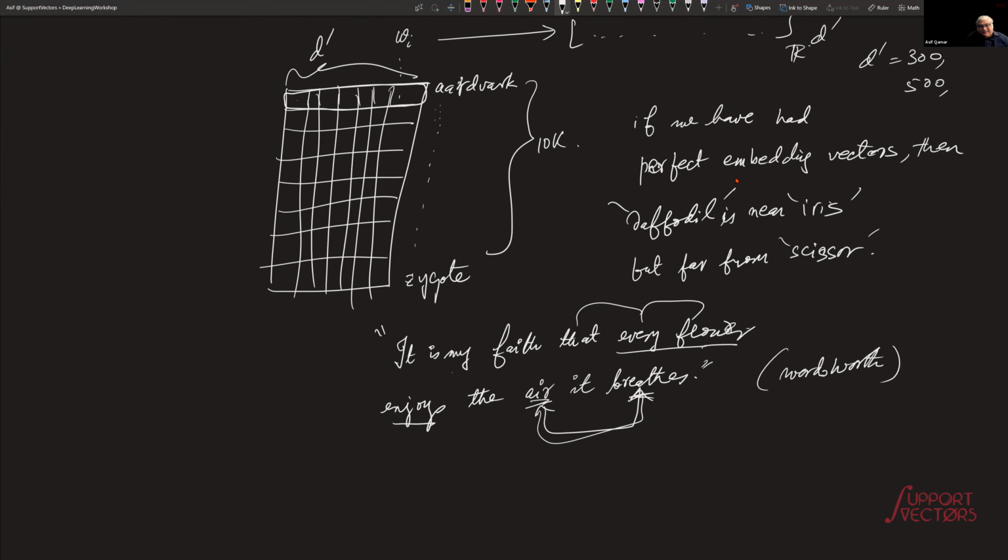Would we agree, guys? For example, it's unlikely to have a sentence like "it is my faith that every flower enjoys the air it scissors", or horse, or something like that. So we start with this, and we use as a proxy the fact that empirically, words that are related tend to be proximal to each other in sentences. So far, so good, guys?